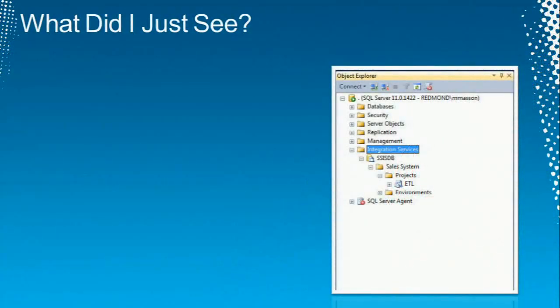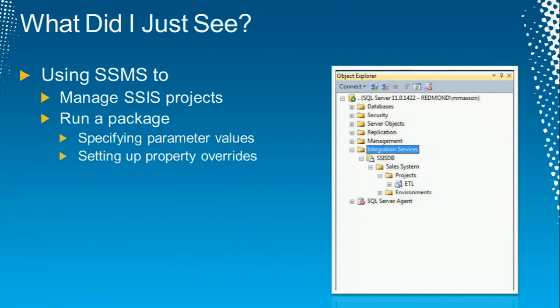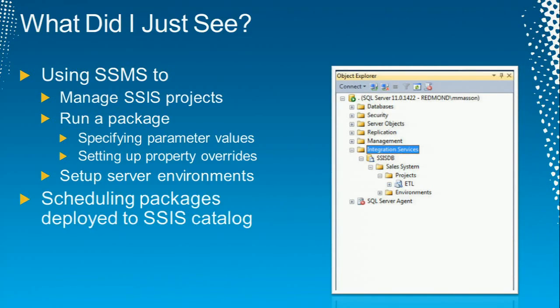Quick review. We took a look at SSMS and how you can use SSMS to manage your SSIS projects. We talked about running packages, specifying parameter values, and setting up property overrides. I didn't show the demo of that, but basically, on that advanced tab, you put in a path to the value you want to set. We talked about setting up server environments and running packages within different server environments. And finally, we talked about scheduling packages deployed to the SSIS catalog using SQL agent.